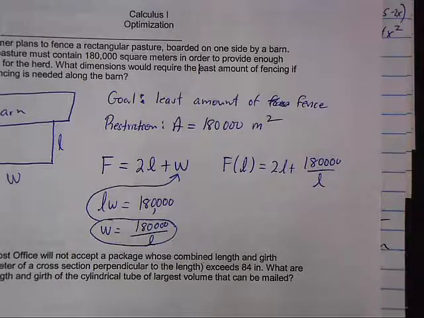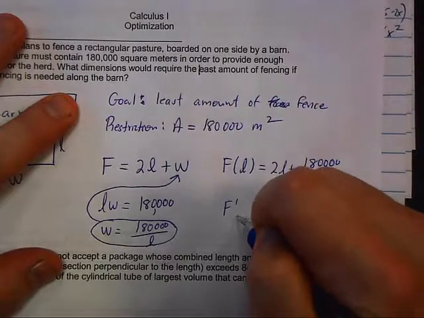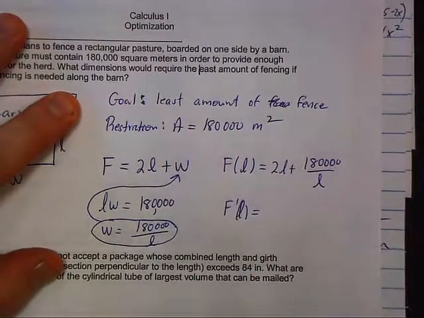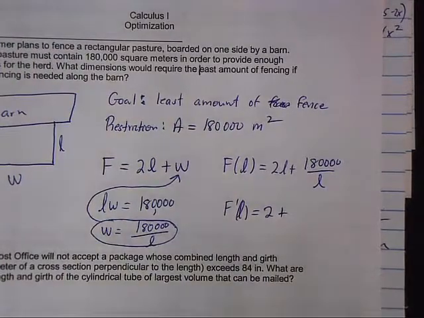Okay, so now I have what I need. Now I have my function. My function only has one letter. Now I know what to do. What do I do? Take the derivative. F prime at L is, what's the derivative of 2L? 2. Plus, what's the derivative of 180,000 over L?